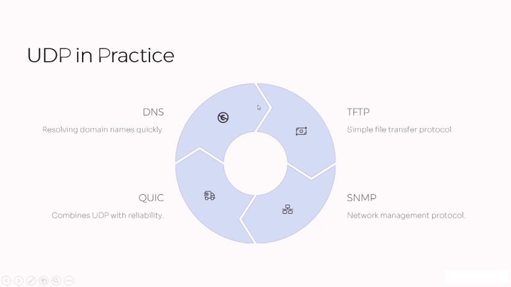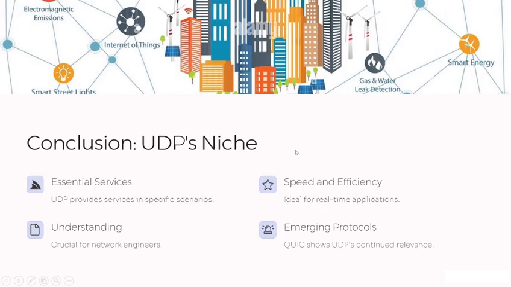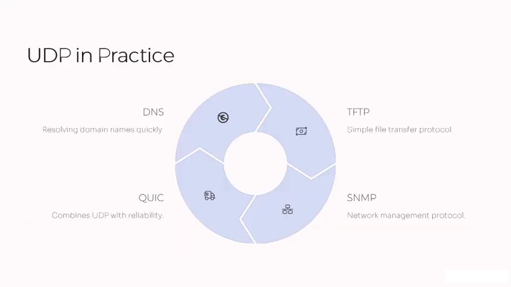And then we are going to discuss QUIC. QUIC combines UDP with reliability. Reliability is nothing but redundancy, copies of the data. And TFTP is used for simple file transfer with minimal overhead. And SNMP is used as a network management protocol.